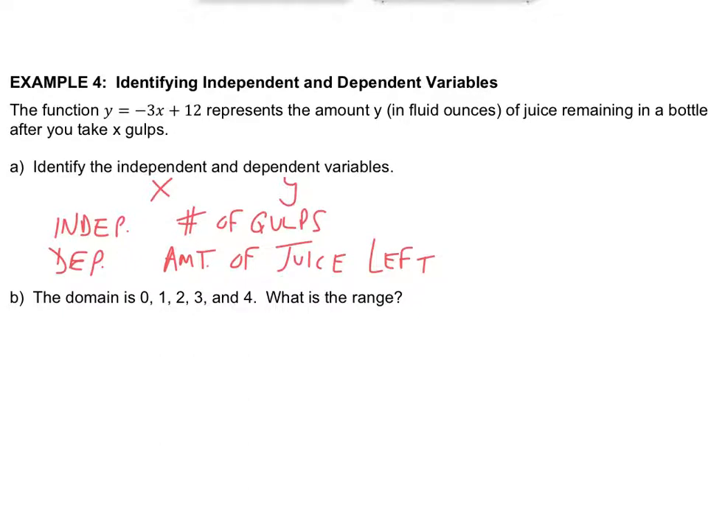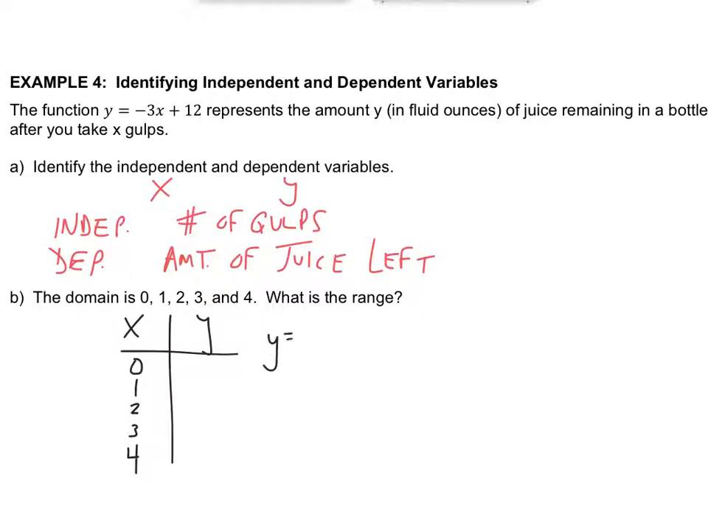So the domain is 0, 1, 2, 3, and 4. What is the range? So you can do this in a couple of ways. Let's just do this real quickly as a table. Remember, if you are doing a table, the domain are the x values, so I'm just going to plug those in because we know what those are going to be. And if you remember back from making tables, what you're going to do is take your equation and plug in the x and solve for the y. So I'm just going to do a couple of them so that you can see how they work.